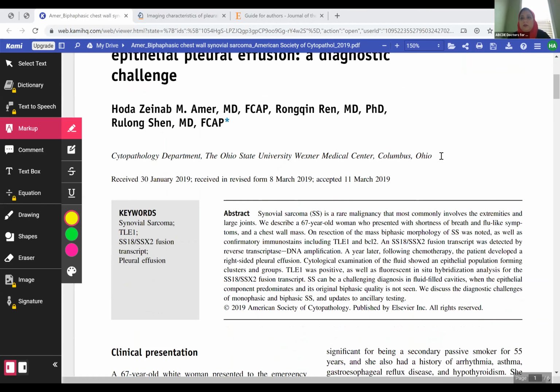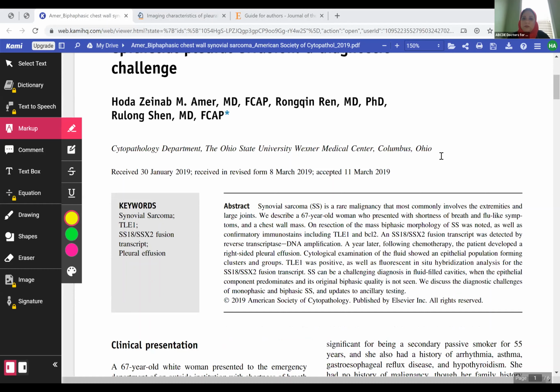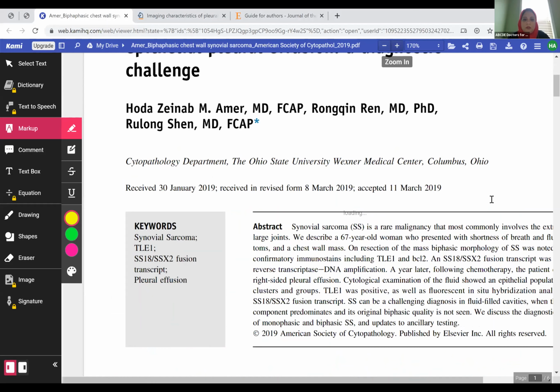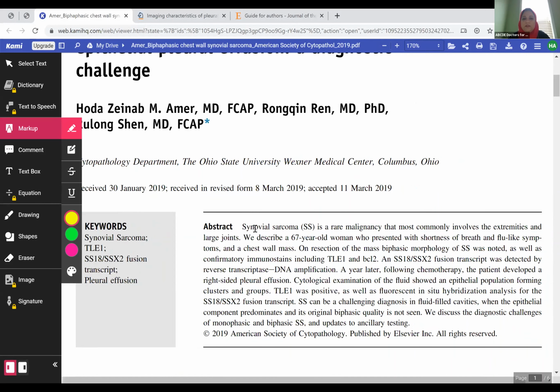Okay, so let's look at the abstract. Let me just make this a little bigger. The first sentence is a general sentence. What is synovial sarcoma? It's a rare malignancy that commonly involves extremities and joints. It's not a very specific fact that somebody's going to look up and try to find the source. If it's something that's generally accepted and everybody understands, the reference is in there, but for the abstract, that's enough.